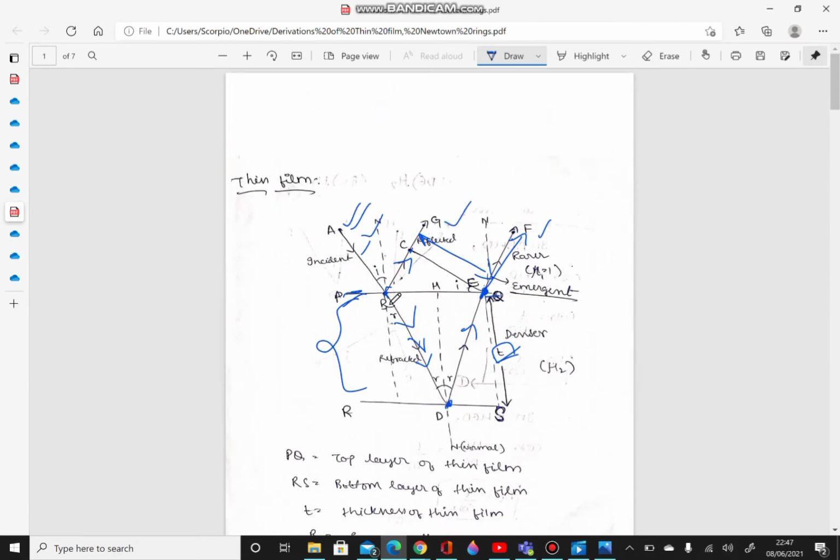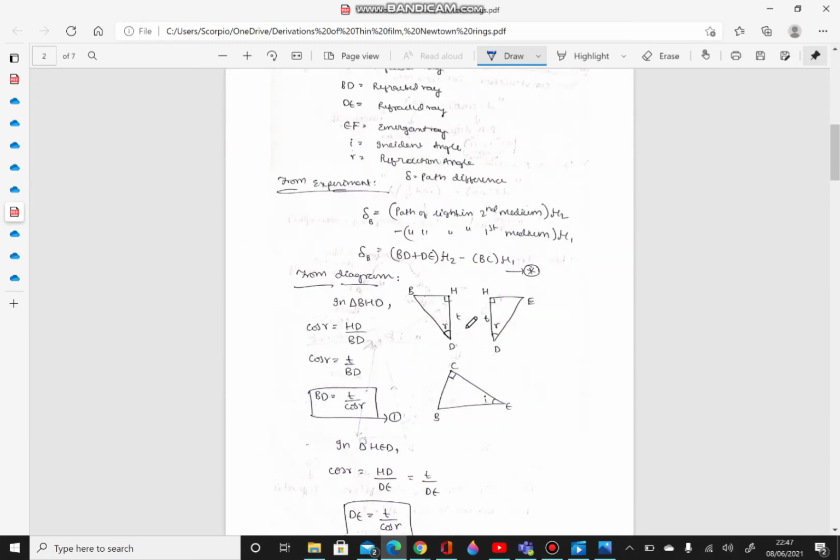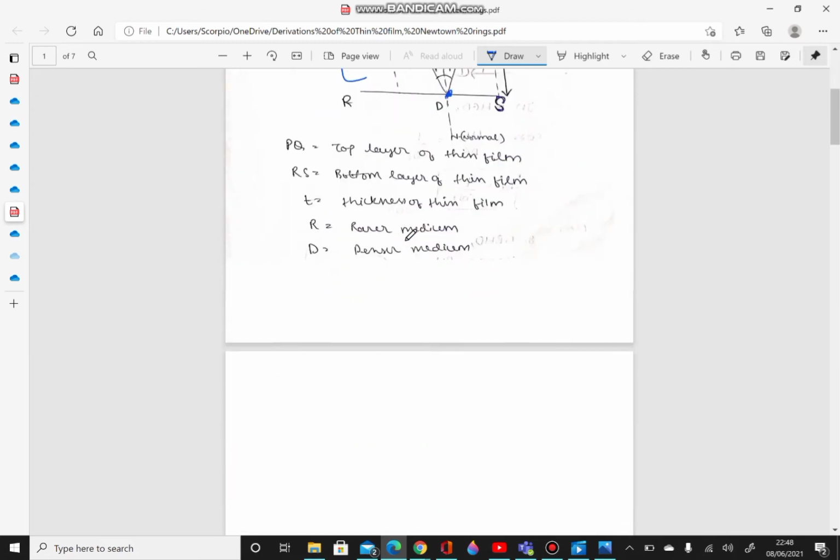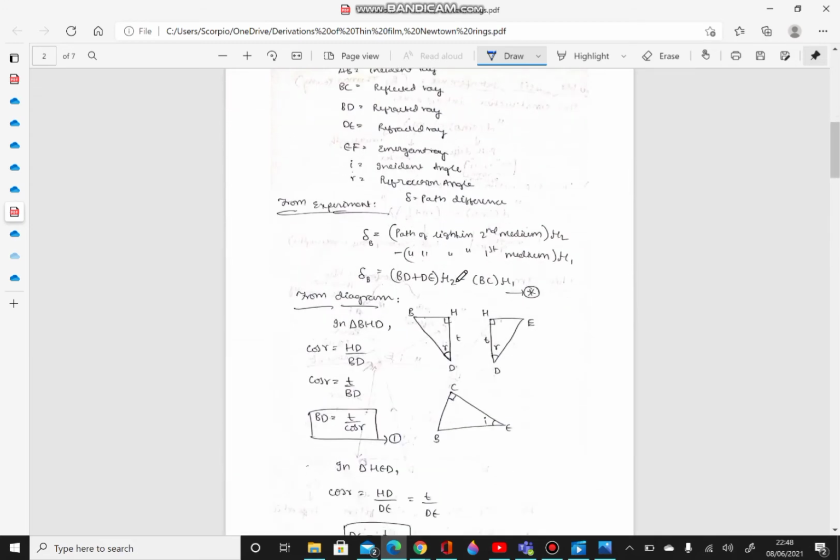As we can see clearly, path of light in second medium, this is the path itself, right? What is it? BD plus DE, which is what we have written here too. That is, path of light in second medium is BD plus DE, and in first medium it is BC. As we can clearly see, BC is the reflected ray, which is the original path of light in the first medium. That is why we are taking it as the path of light in first medium, that is BC. And clearly we know the second medium's refractive index is mu2, first medium's refractive index is mu1.